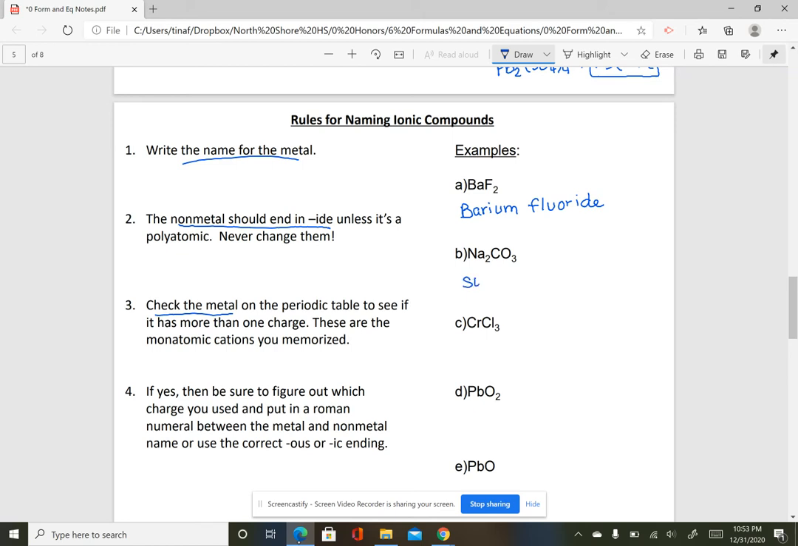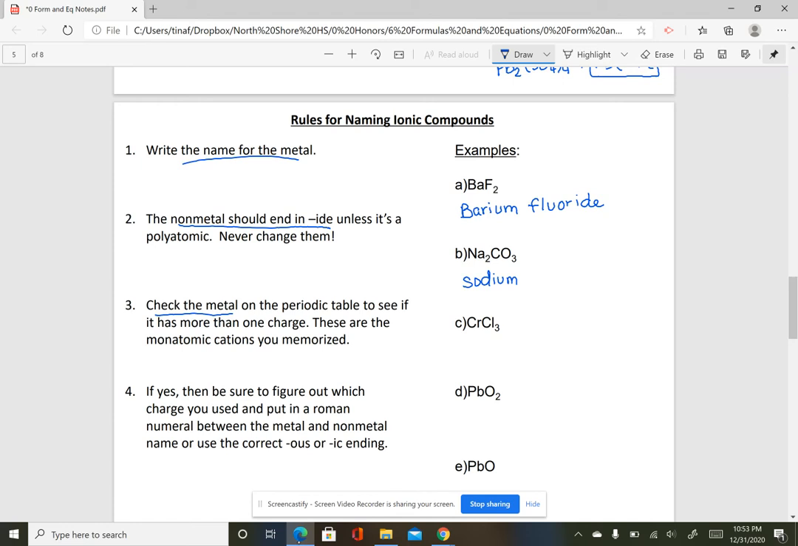Na is sodium. Go check to see where sodium is on the periodic table. Think about what group it's in. Does it have more than one charge? No. Sodium is in group 1. They're all +1. That's the only thing they can be. So to write a Roman numeral is pointless.